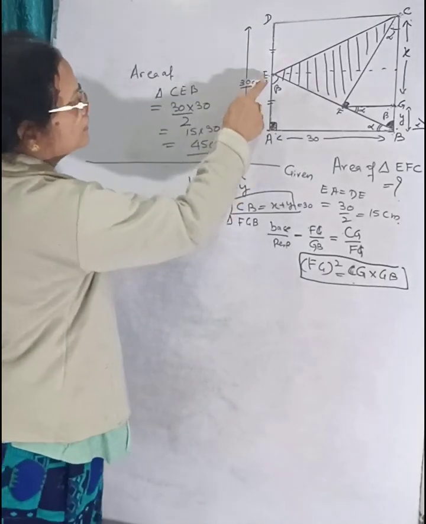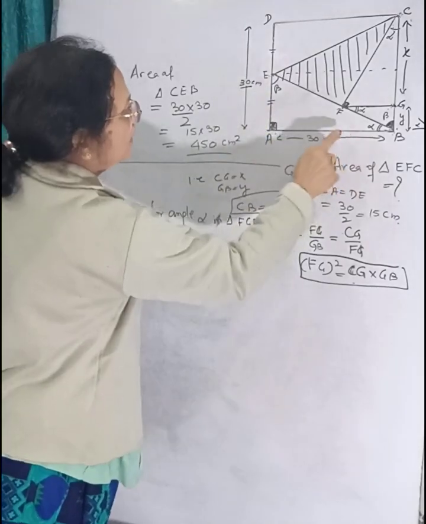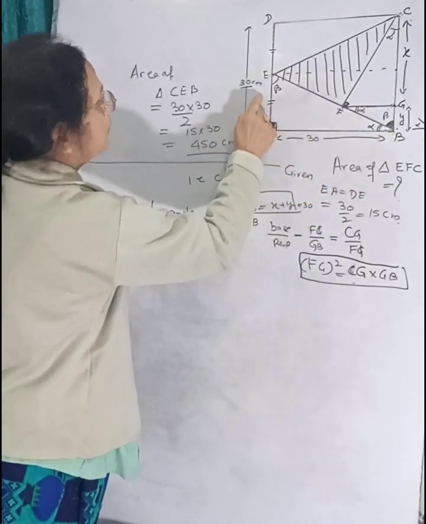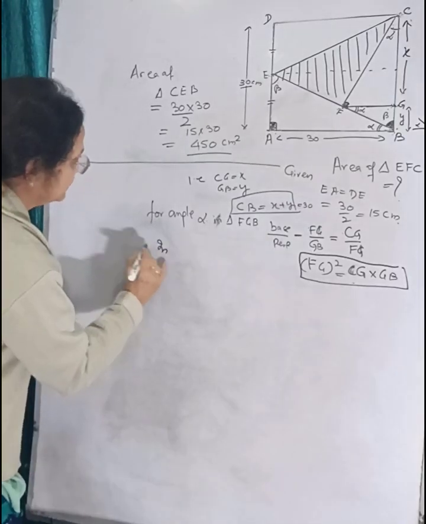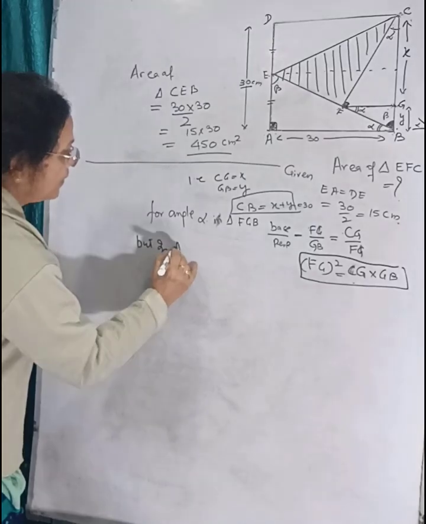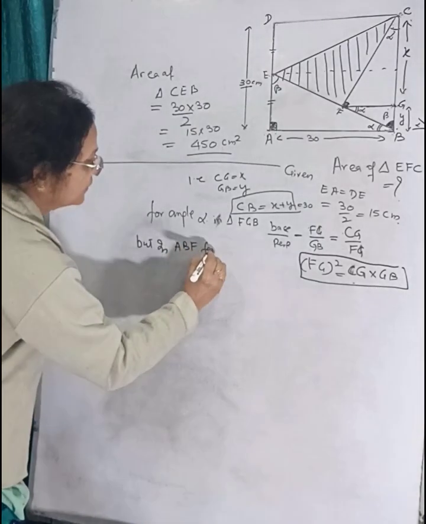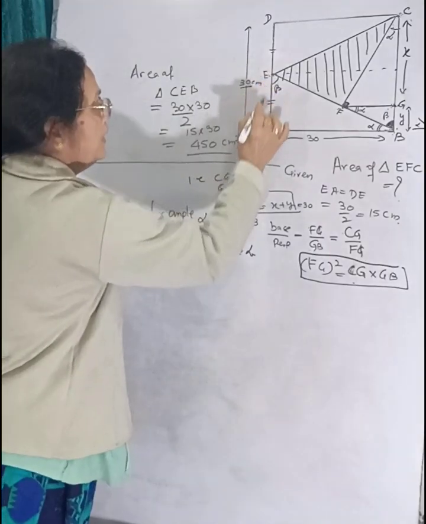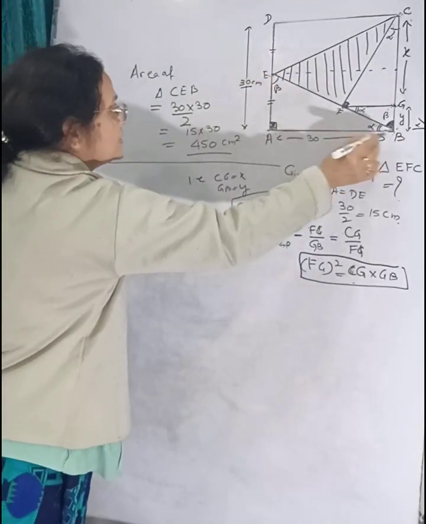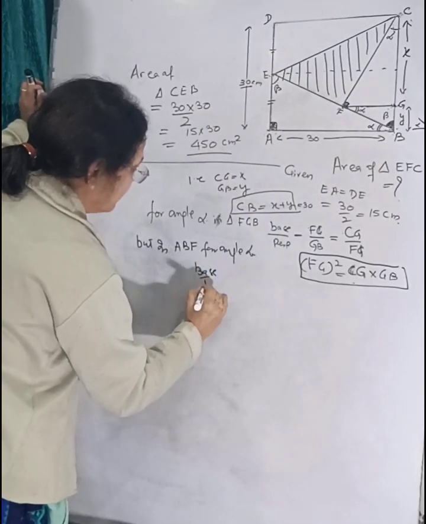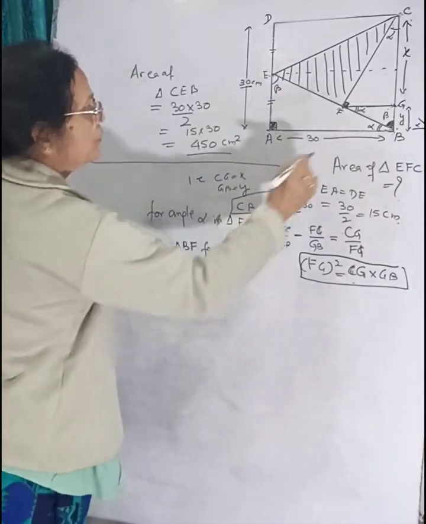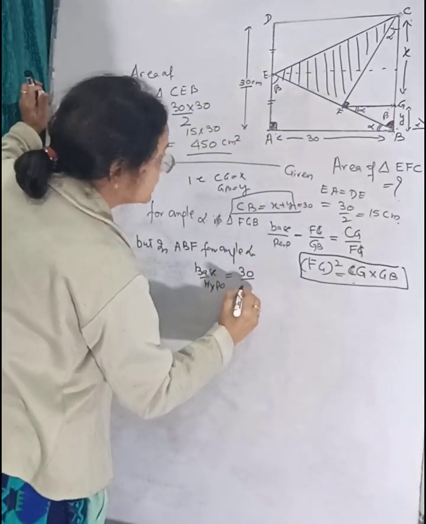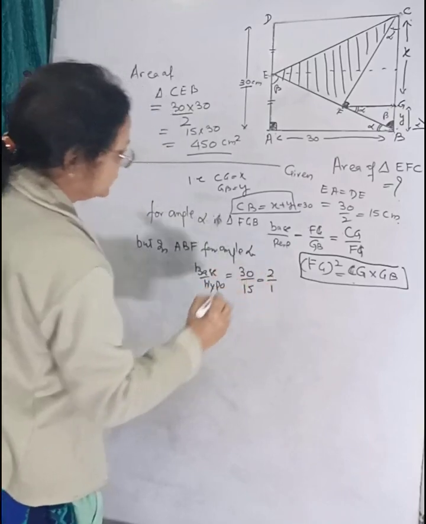Now we'll take this triangle ABC. From here, for this angle alpha, base upon perpendicular is equal to 30 upon... in triangle ABF for angle alpha. For angle alpha in this triangle EAB, base is equal to AB. Base upon hypotenuse will be equal to what? This will be equal to 30 upon EA, which is 15. That is 2:1.